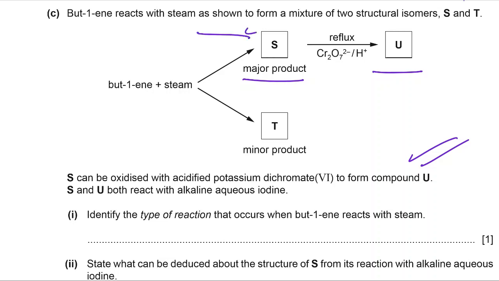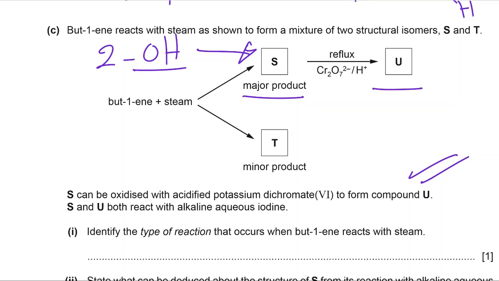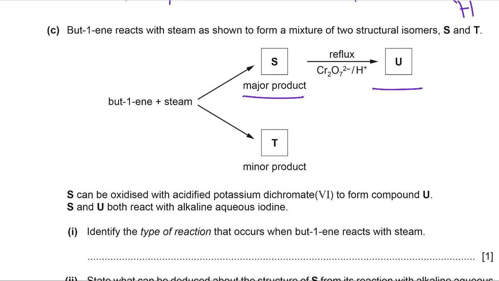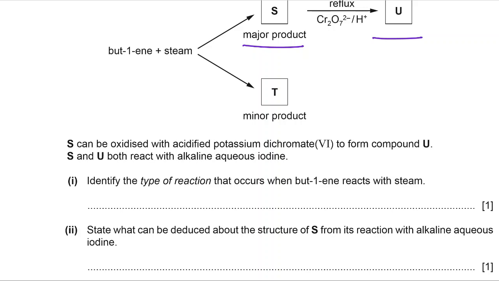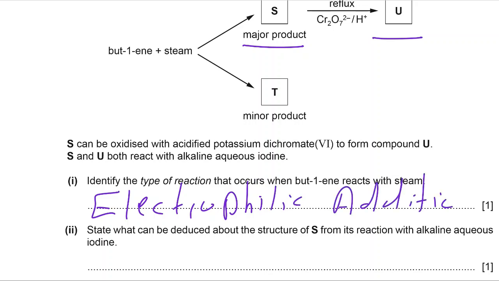That means this S should be an alcohol of this type, 2-OH. Let's solve it first of all, then at the end we will explain these things. So what's the name of this reaction when you add something to the double bond? It's electrophilic addition.